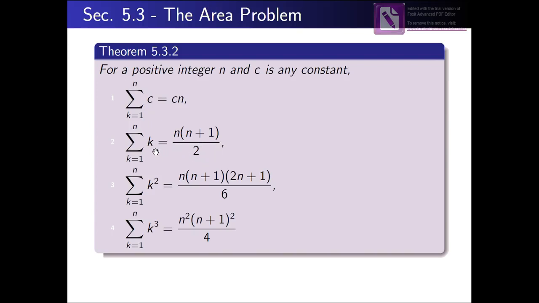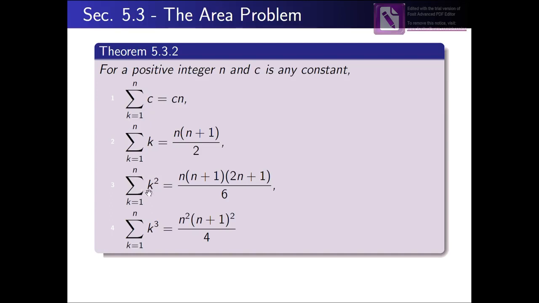If I have, for example, summation of k, k starting from 1 until 5, instead of saying 1 plus 2 plus 3 plus 4 plus 5, I use this formula. n is 5, multiplied by n plus 1, which is 5 plus 1, which is 6, so 5 multiplied by 6 over 2. This will be easy for calculating.